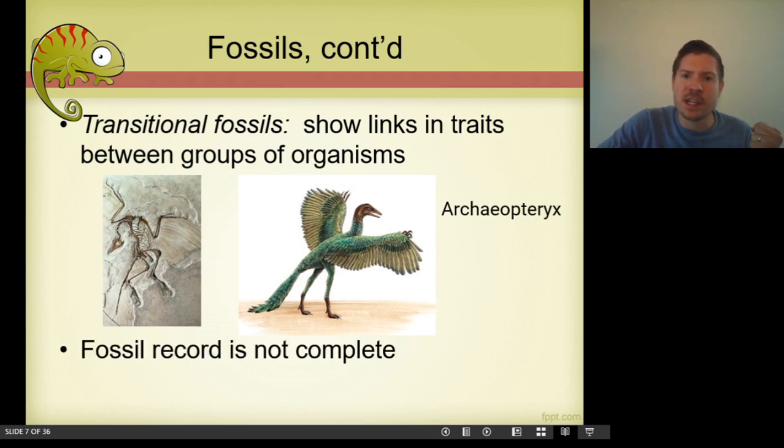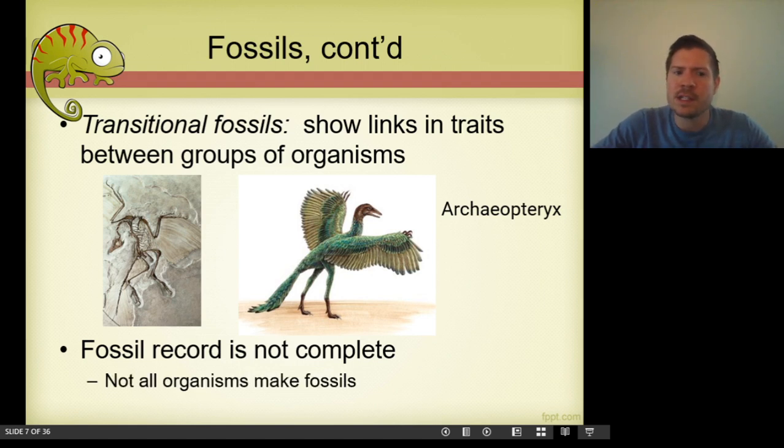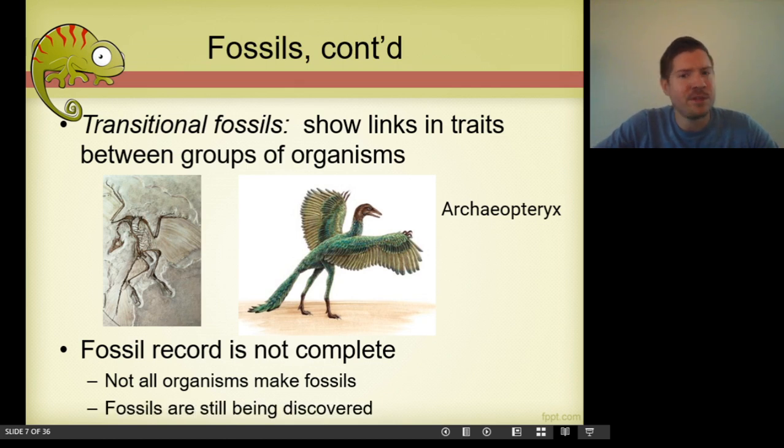Sometimes you will hear people say the fossil record's not complete, and that means a couple things. One is that not all organisms make fossils. If you're an organism that doesn't have a lot of hard body parts, it's not as easy to make a fossil, like if you're a jellyfish, for example. And also, we haven't found all the fossils. We find more all the time, but we're certainly not going to ever find them all. But the more we find, the more we learn about life's past.